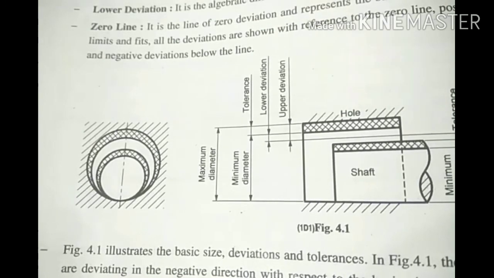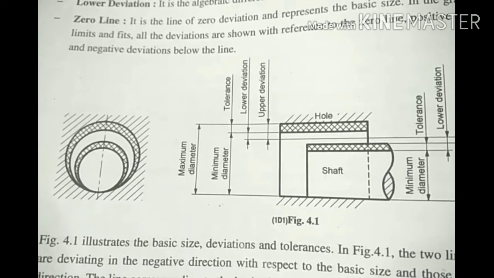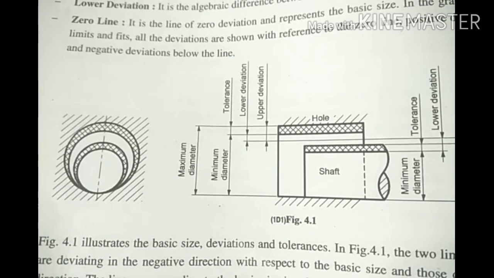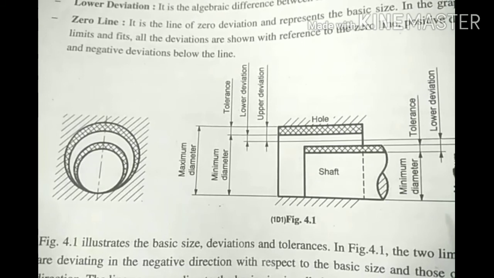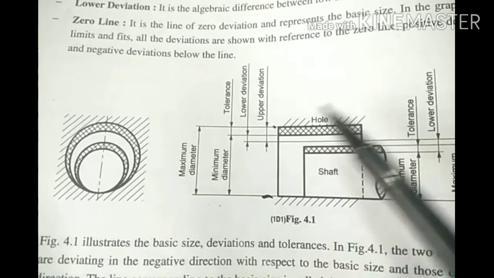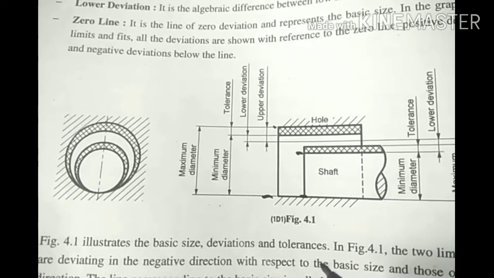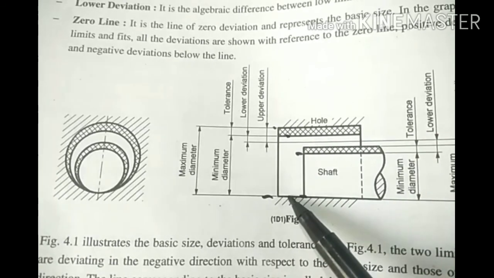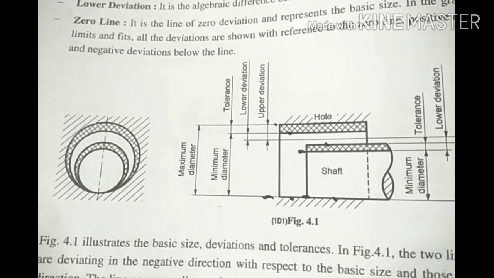Allowances: the largest hole size minus the minimum shaft size is the maximum allowance, and minimum allowance means the smallest hole size and the largest shaft size. Means first one, maximum allowance: largest hole size means this one, minus minimum shaft size means this one. So that is the maximum allowance. And minimum allowance means smallest hole size, from here to here, and largest shaft size, from here to here. That is the minimum allowance.